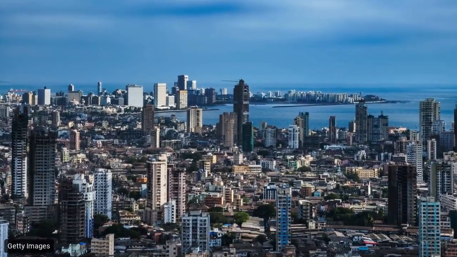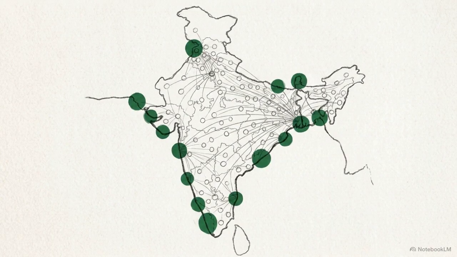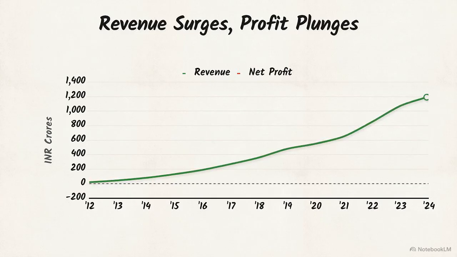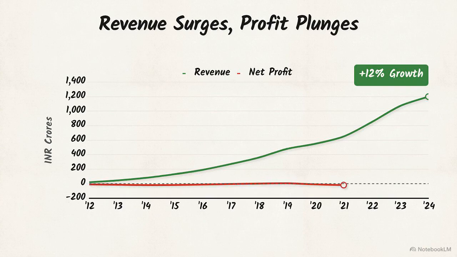By the mid-2020s, the joint venture had expanded from a handful of coastal hubs to roughly 380 stores across the country. This chart tracks Tata Starbucks revenue from 2012 through 2024, showing a steep upward curve, growing 12% in 2024 alone. But the net profit line tells a different story. Net losses tripled, widening to 81 crore in 2024.